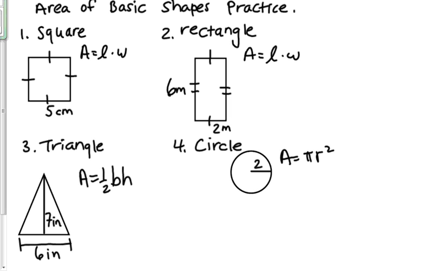If one of my sides is 5 centimeters on a square, all sides are going to be 5 because all sides are equal on a square. So if my length is 5, my width is also going to be 5. So the area is equal to 5 times 5. So that means the area is going to equal 25 centimeters squared.